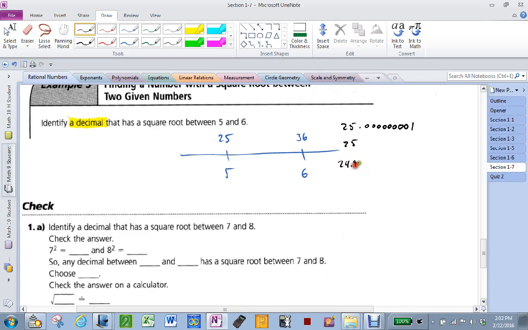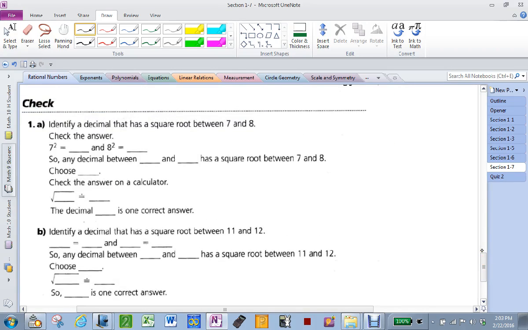Is 24.99999 okay? No, that one's wrong. Is 35.99999 okay? Yes. Everybody picking up what I'm putting down? Yes. All right.